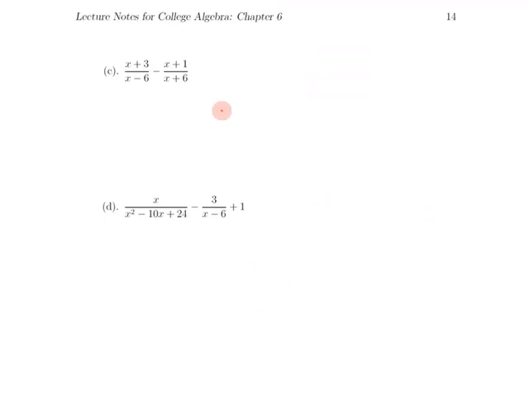In example C, we have an x minus 6 and an x plus 6 in those denominators. Nothing needs to be factored, so I just need to list each denominator. So I have an x minus 6 times an x plus 6 as my lowest common denominator. So looking at x plus 3 over x minus 6, the factor that's missing is x plus 6. So I'm going to multiply in x plus 6.